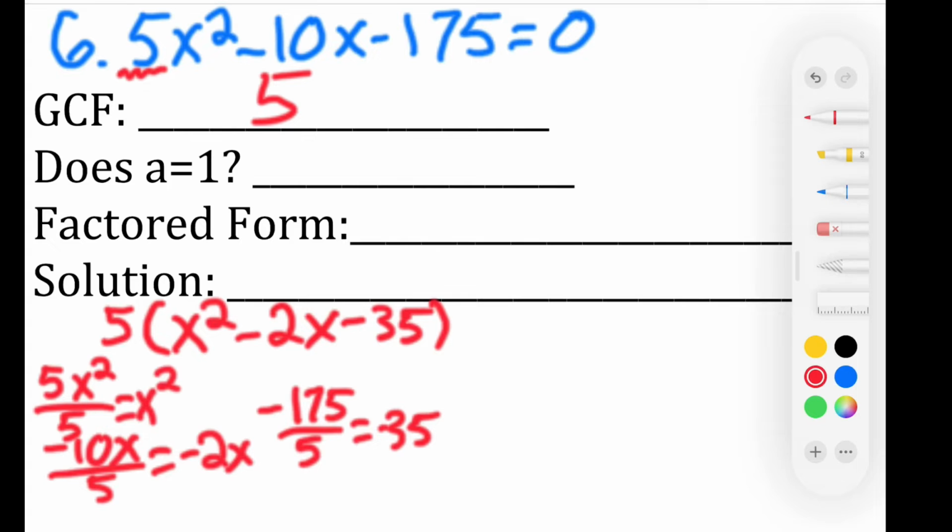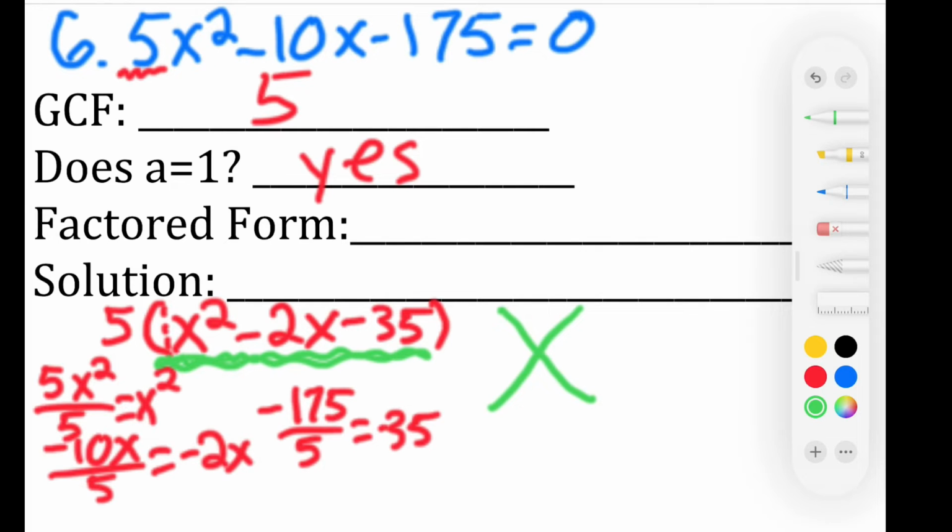So then, does my a equal 1? Well, now it does. So yes. Once it equals 1, we can use our big X method. We are only looking at this expression to factor it further. So our b is negative 2. Our c is negative 35.